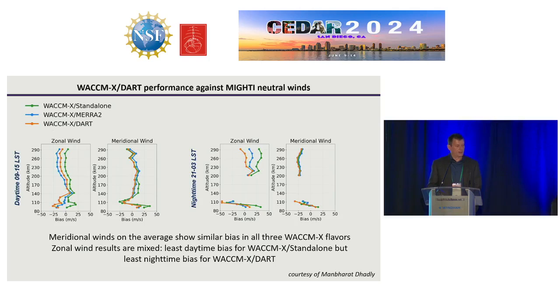And you see that the results are kind of mixed where we stand right now. For the meridional winds on average, it's kind of similar no matter what version of WACCM we use. For the zonal winds, it's different. During daytime, the standalone WACCM seems to do the best job, but during nighttime, the data assimilation WACCM-X DART does a better job. So why is that so? How can we make these things better? That's part of the current challenges, I would say.